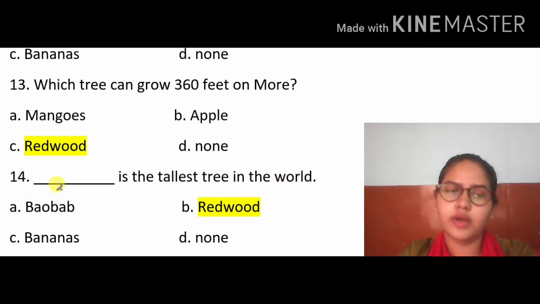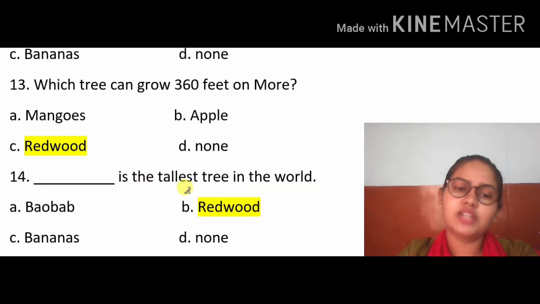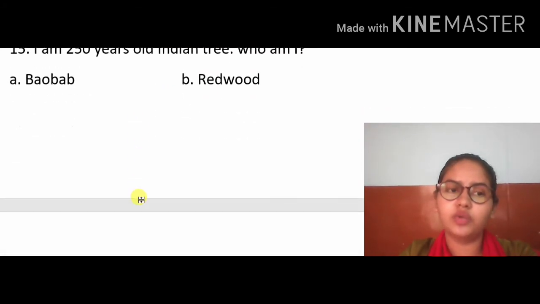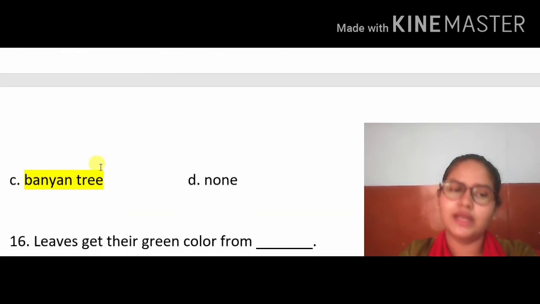So here is one fill-in for you. Dash is the tallest tree in the world. Which one is the tallest tree in the world? Redwood. Okay. Now, I am a 250 years old Indian tree. Who am I? Baobab? No. Redwood? No. Banyan tree.